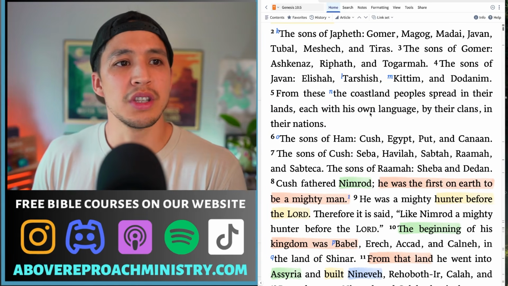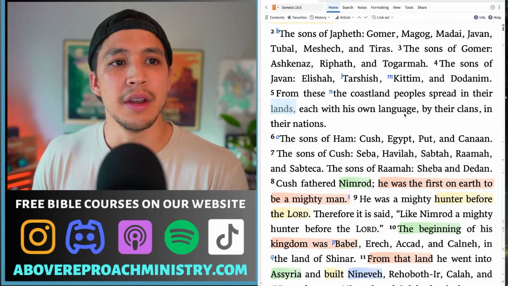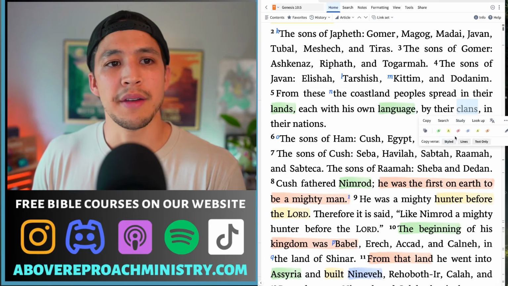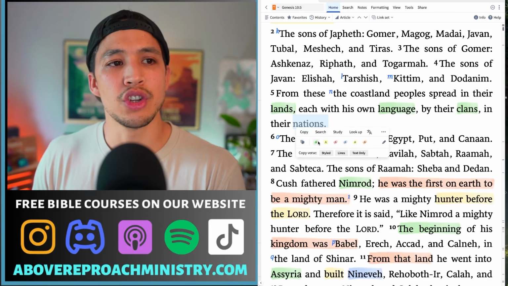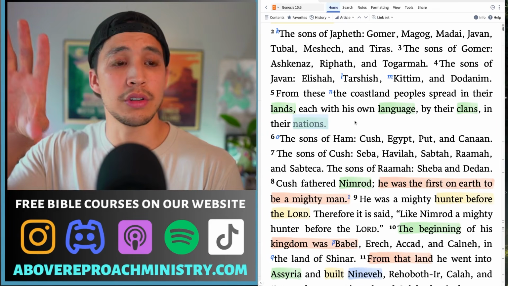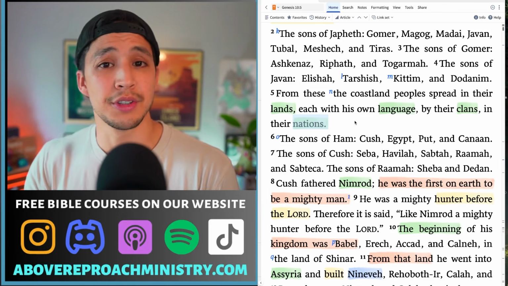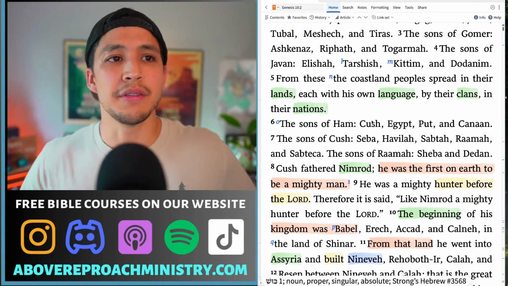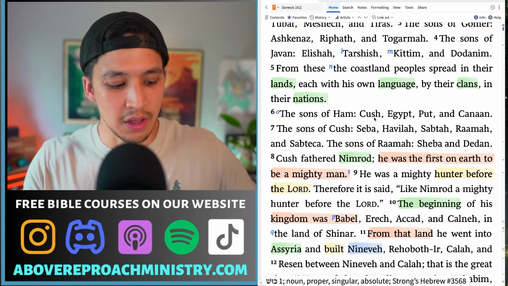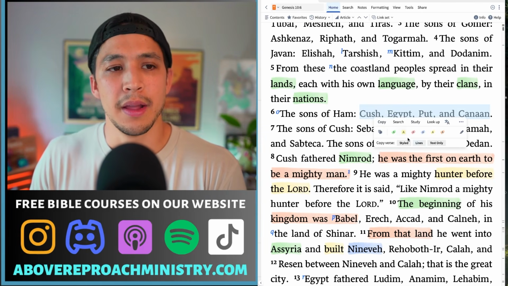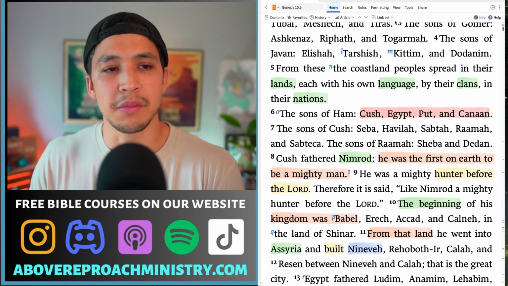You have the coastland peoples. They have their land. They have their language. I'm going to highlight this in green as well. They have their clan, and they have their nation, right? And that's going to map onto Ham's sons. It's going to map onto Shem's sons. So the sons of Ham, because I know that's how a lot of people are going to pronounce it, Cush, Egypt, Put, and Canaan. That should sound very familiar.